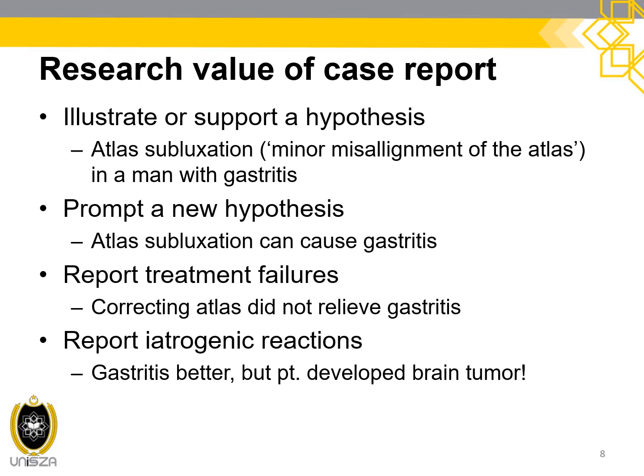The second value is to prompt a new hypothesis. I'm going to use the same example. Atlas subluxation can cause gastritis. So when we do this kind of research, we are prompting a new hypothesis. The third one is to report treatment failures. For example, correcting the atlas, the C1 bone in the neck, did not relieve gastritis. And the fourth one is to report iatrogenic reactions. For example, gastritis became better when we corrected the atlas subluxation, but the patient developed a brain tumor. So all these can be reported in a case report.